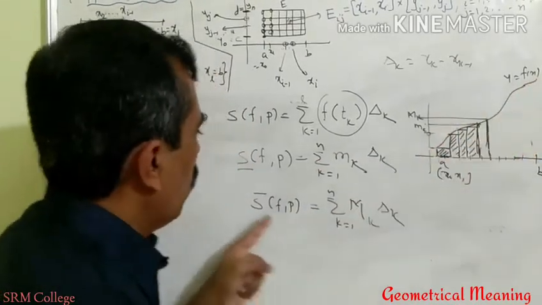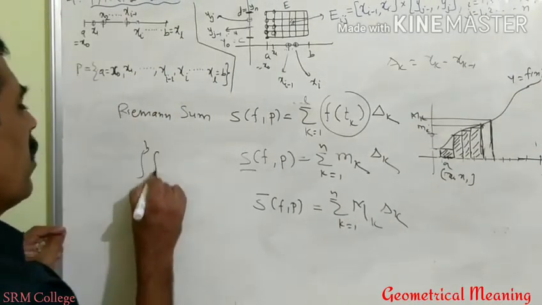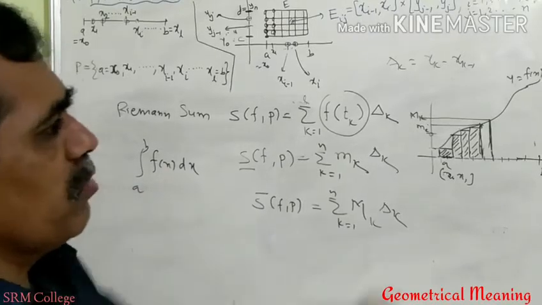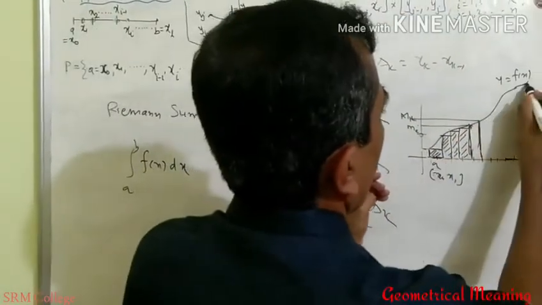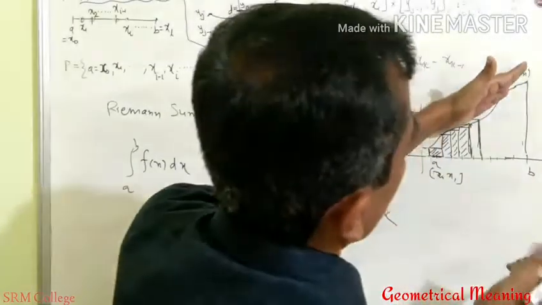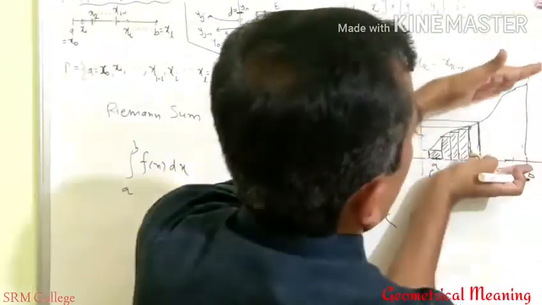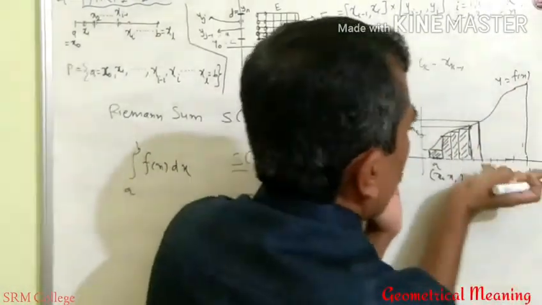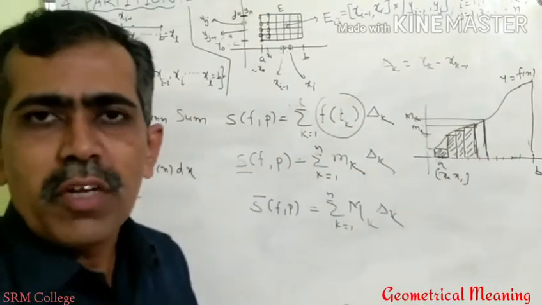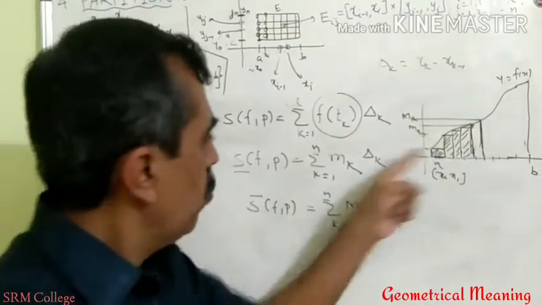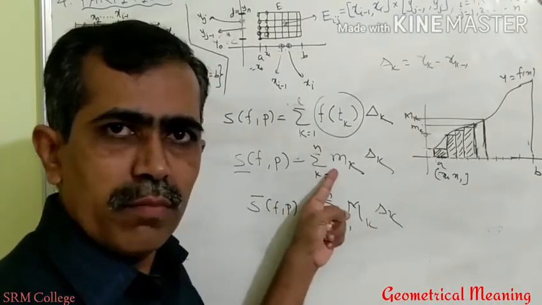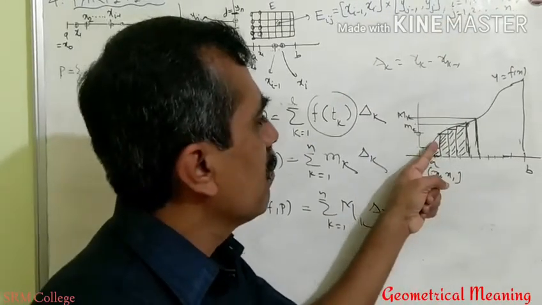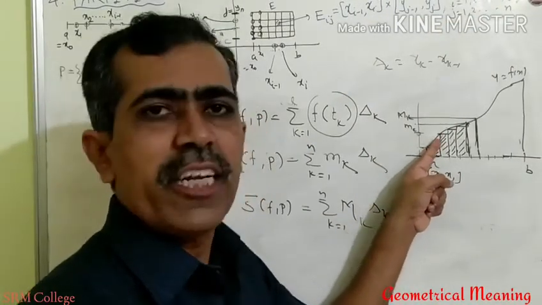Now, when we define the integral, what is the geometrical meaning of the integral of a function? The integral of a function means the area under the curve lying between these two lines. So this curve, these two lines and the x-axis: the total area under the curve bounded by x equal to a, x equal to b and the x-axis. That is the geometrical meaning of the integral. If you consider this sum, it will not give you the actual area under the curve. It will give you an area which is smaller than the actual area.